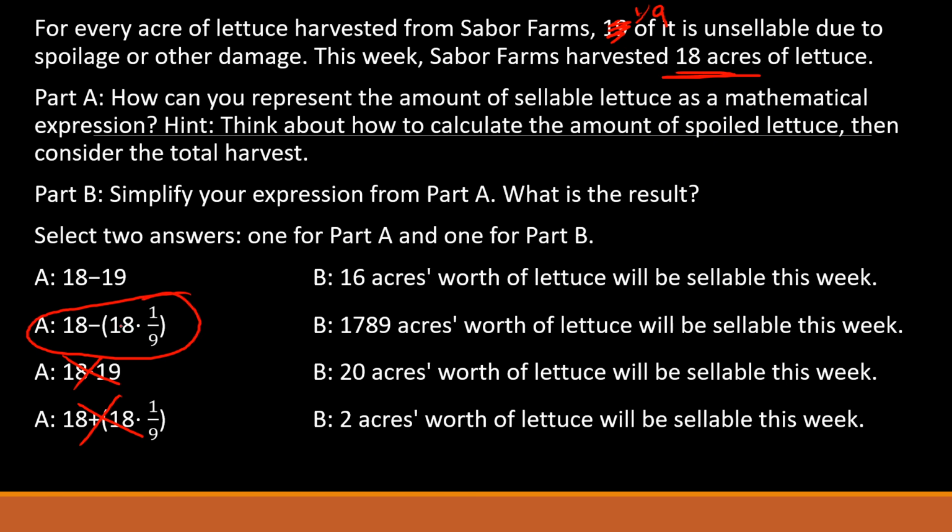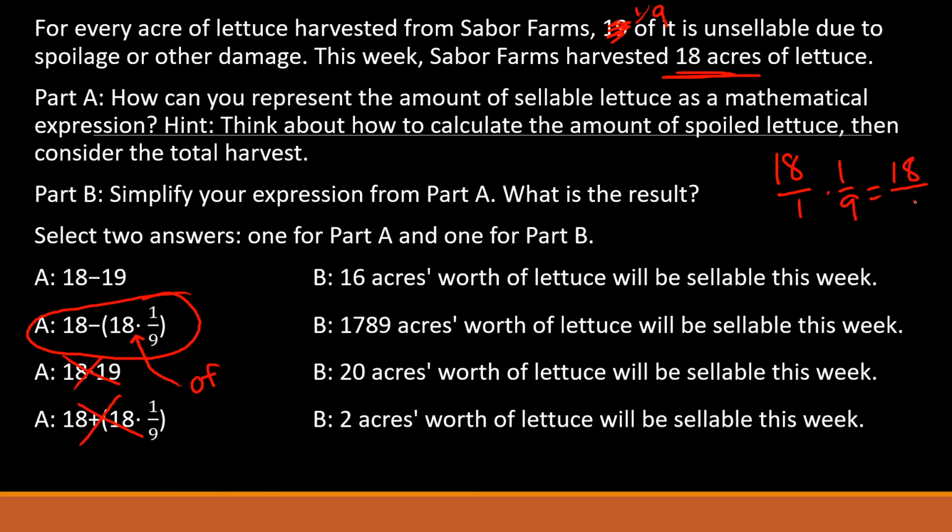In math, whenever you see a multiplication sign, that is another way of using the word of. Okay, so this is saying I have 18 total acres, and I need to take away whatever 1/9 of those acres that are spoiled is. So if I were to do 18 times 1/9, that would give me how many acres I'm not able to sell. And let's figure that out.